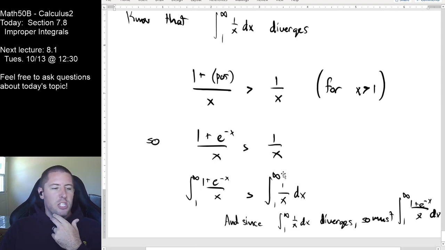Therefore, the integrals must share that same relationship. Therefore, since the smaller of the two integrals diverge, it must also be that the larger of the two diverge. And we can finally make those kind of verified statements right there.